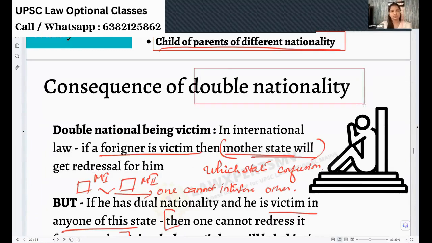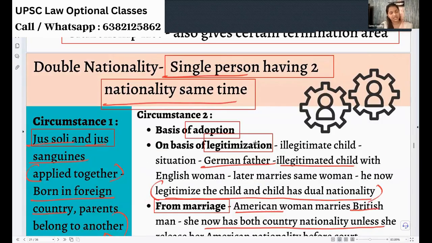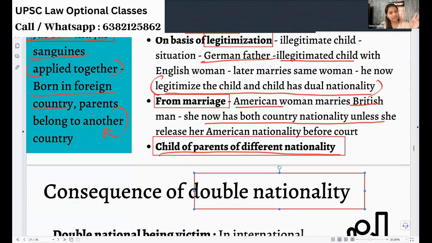Okay. So now we saw what is the concept of double nationality. We saw under what circumstances double nationality is created. Now we are going to see the consequence of double nationality.